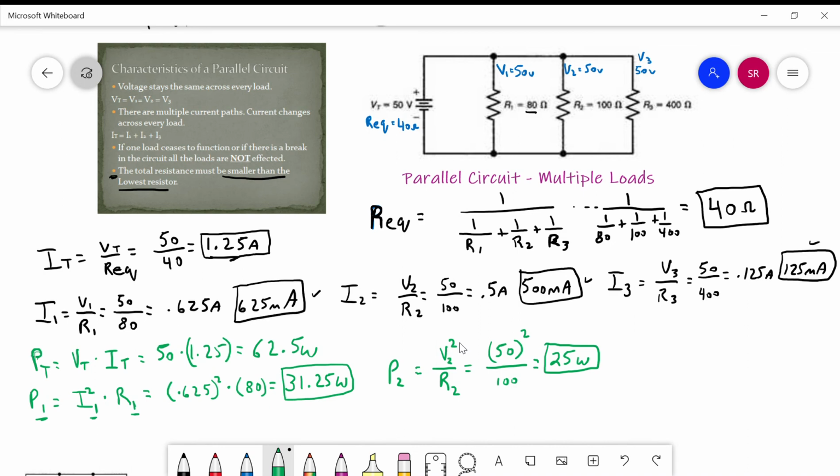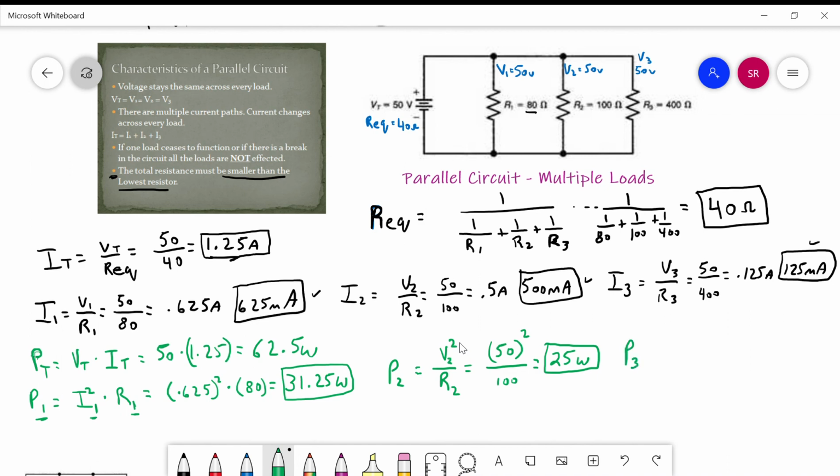So what can I tell? Well, I can tell that my P1 plus P2 is roughly 56 watts. So my P3 should be 62 minus 56, which is around 5 to 6 watts. All right, let's see what it really is.